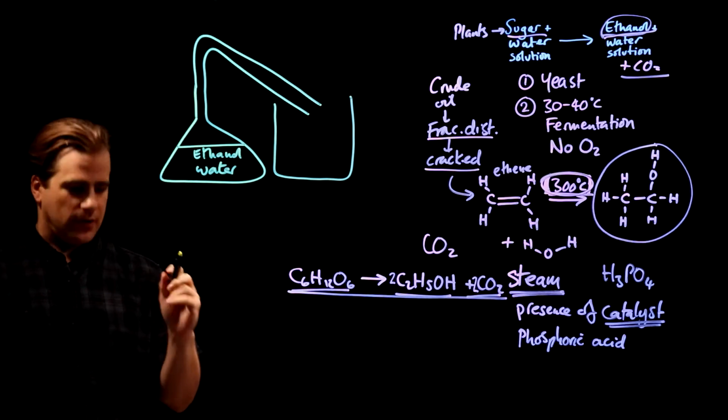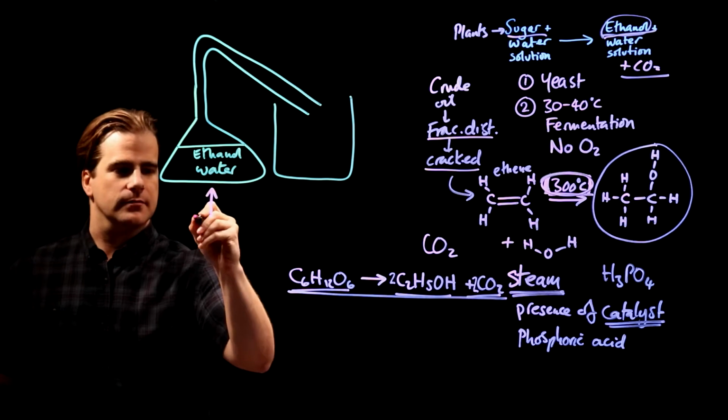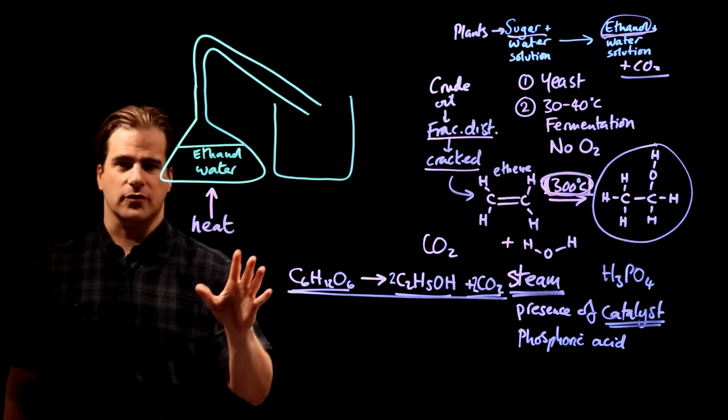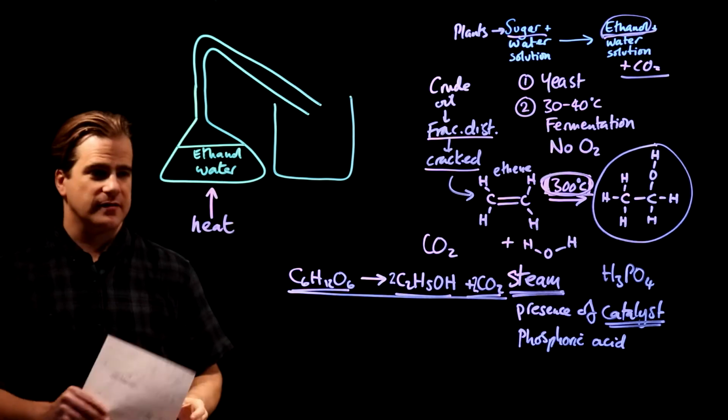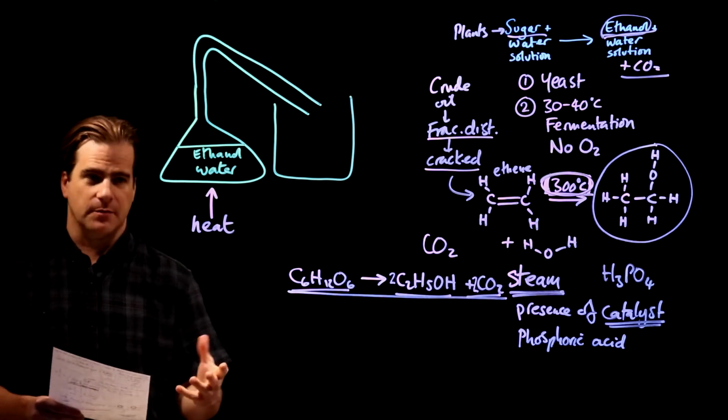So, what you do is heat the solution of ethanol and water. According to the mark scheme, that gets you 1 mark. Now you have to explain it.